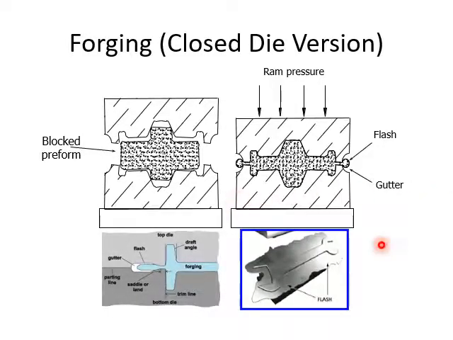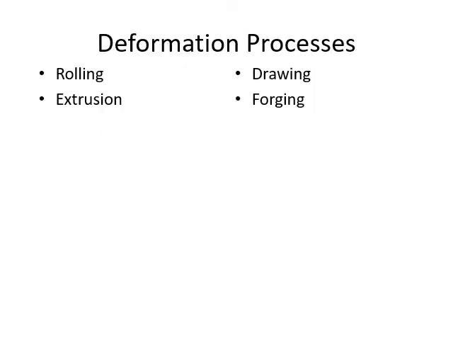Then over here you can see a sample, for example this spanner over here, having a flash exceeding from the mold. This is the rolling deformation process for the metal.